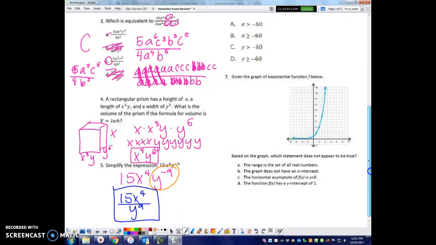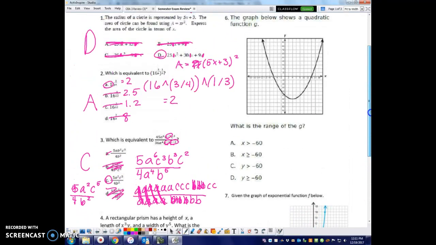All right, so now let's go to number 6. Number 6 says, the graph below shows a quadratic function g. What is the range of g, okay? So range is y, and it goes up and down. Remember, domain is x, left and right, range is y, up and down. So let's put our walls for up and down. It stops here, and it stops, oh wait, it doesn't stop up there. Why? Because the arrows tell us it keeps going forever.